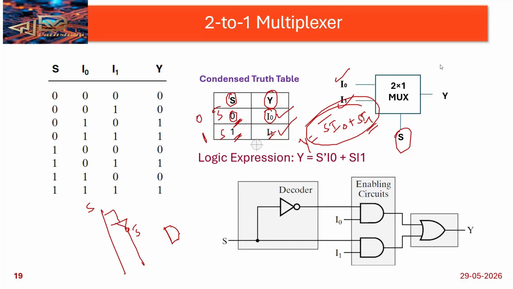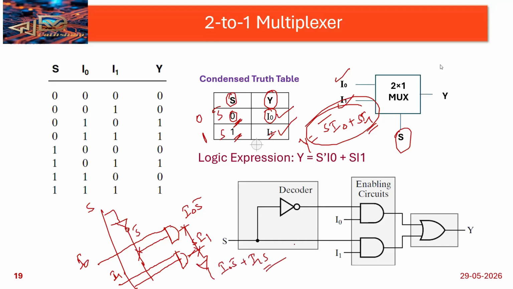Draw one AND gate. Fix I0, and then S bar is connected here, so S bar into I0. Take another AND gate. Fix I1, and then S is connected here, so S into I1. In this way I will get the output. These two are connected to one OR gate, and I will get I0 into S bar plus I1 into S. In this way I write the logical expression for the 2 by 1 multiplexer. Clear?